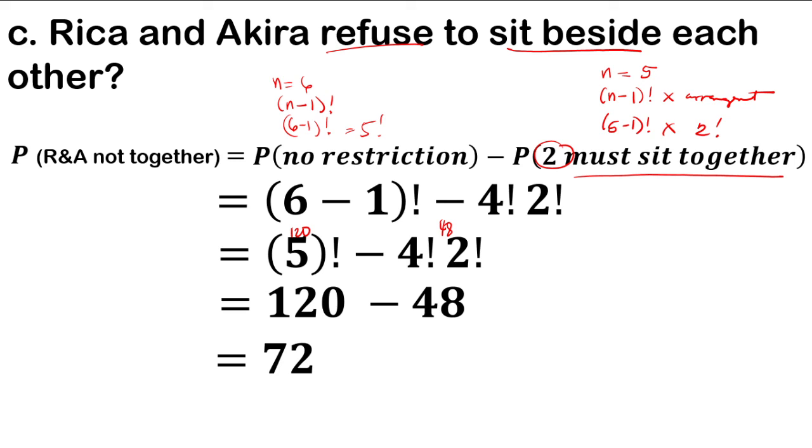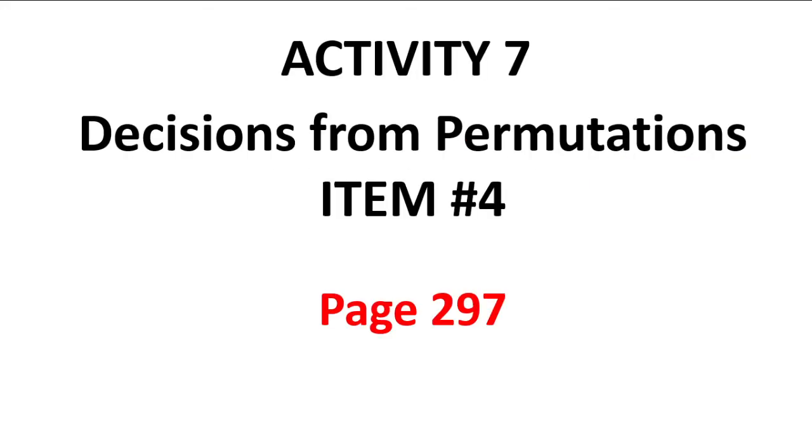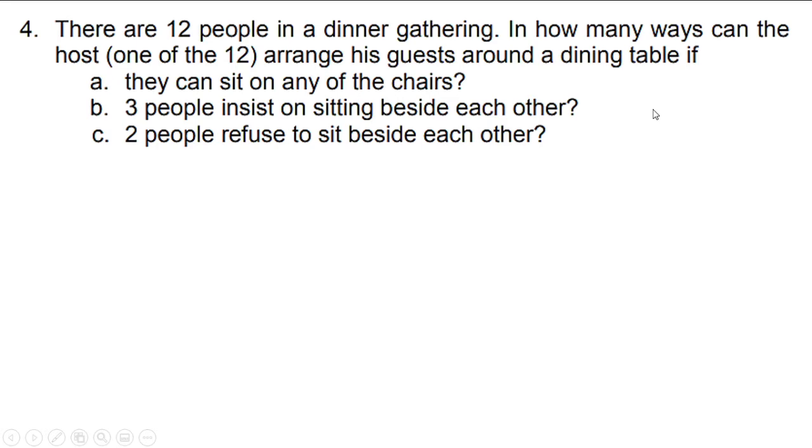So, Rika and Akira has 72 ways, or chances na they will not be sitting beside each other. Okay? And with that, you will be answering activity number 7, yung natitirang item natin, decisions from permutation, item number 4, page 297. So, ito siya.